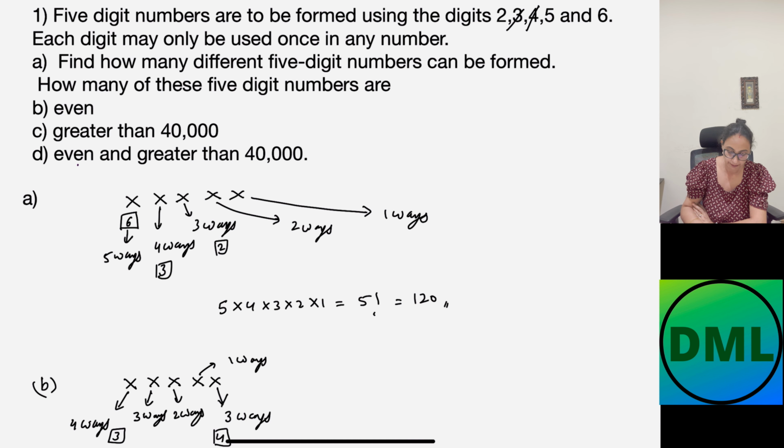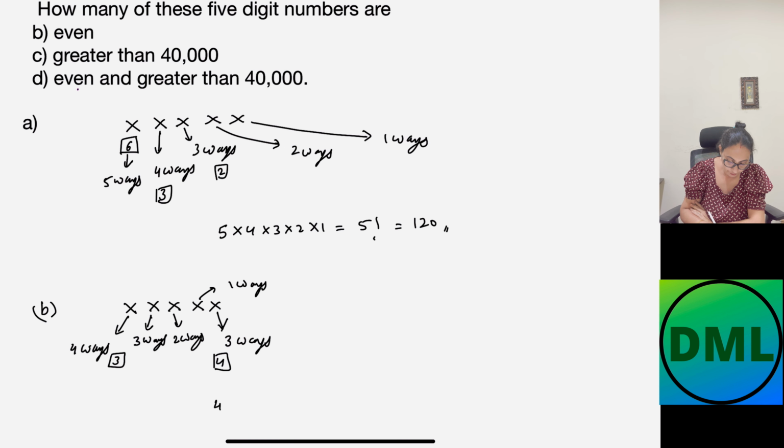My answer will be the multiplication of all of them: 4 cross 3 cross 2 cross 1 cross 3. This will be my multiplication. 4 times 3 times 2 times 1 times 3 ways. Let's multiply this here. You will get the answer as 72. Let's see the third part here.